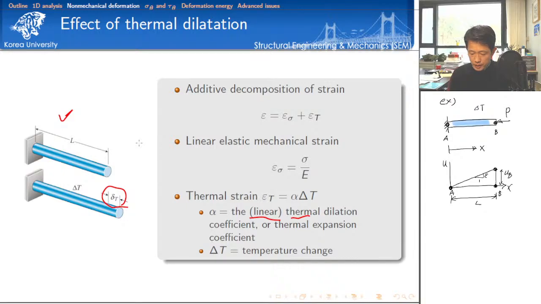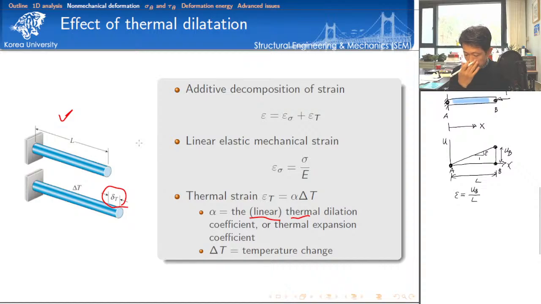My strain is equal to UB divided by the length L. This is my total strain. But now let's talk about the material law. If you consider the material law, my strain, the total strain, is the sum of the strain caused by the stress and the strain caused by the temperature.